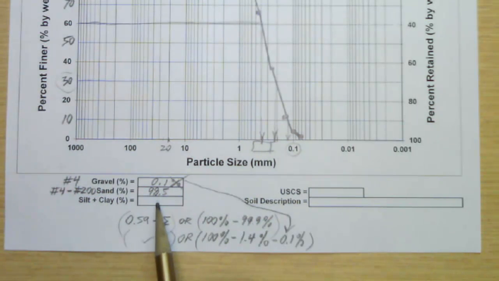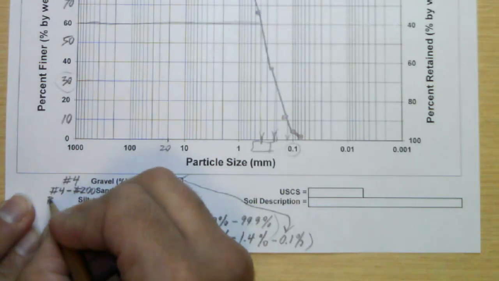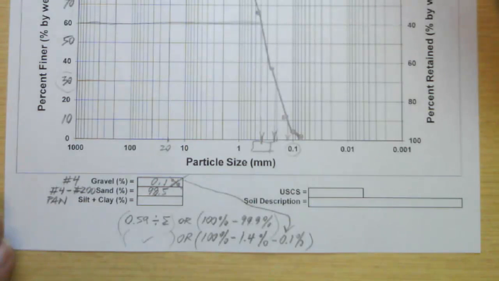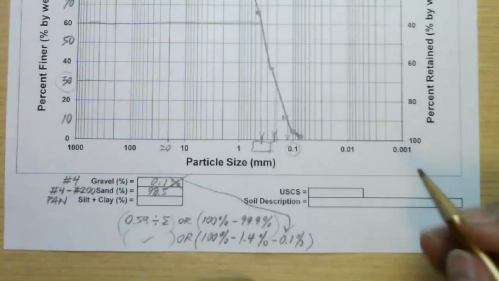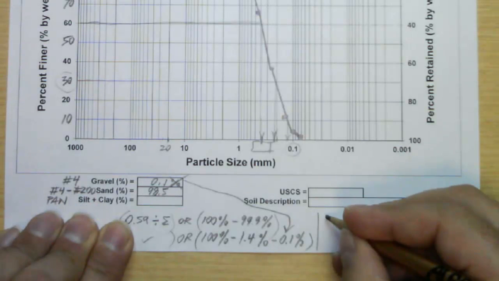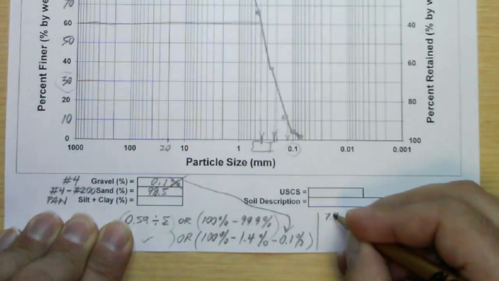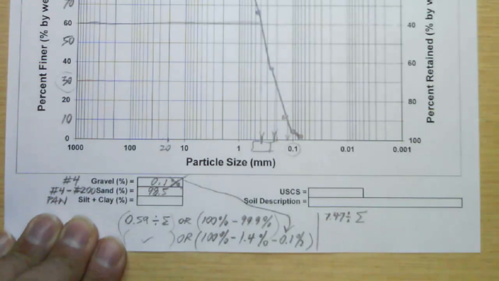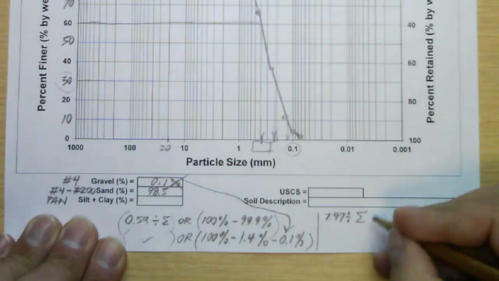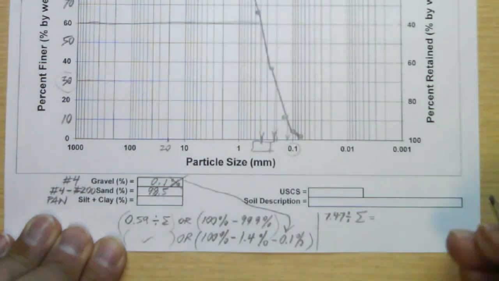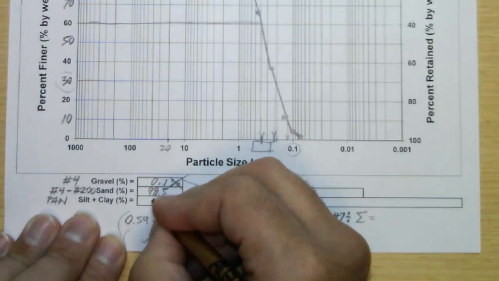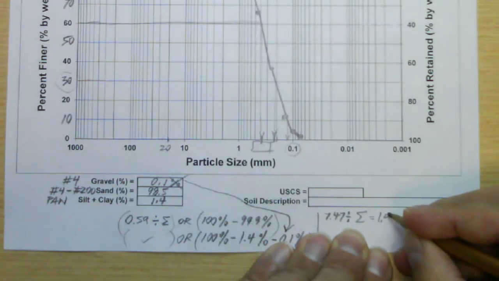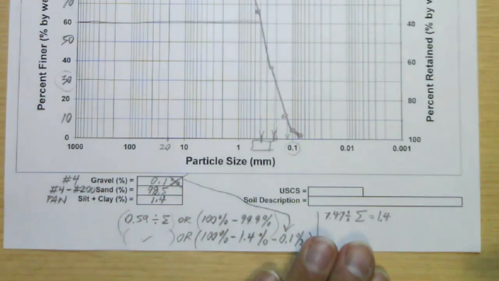In terms of silt and clay, this is what you get in the pan. Voila. So the way to do silt and clay in our case is 7.47 divided by the total, and that gives us 1.4% approximately. Okay, and by approximately I mean based on one significant digit.